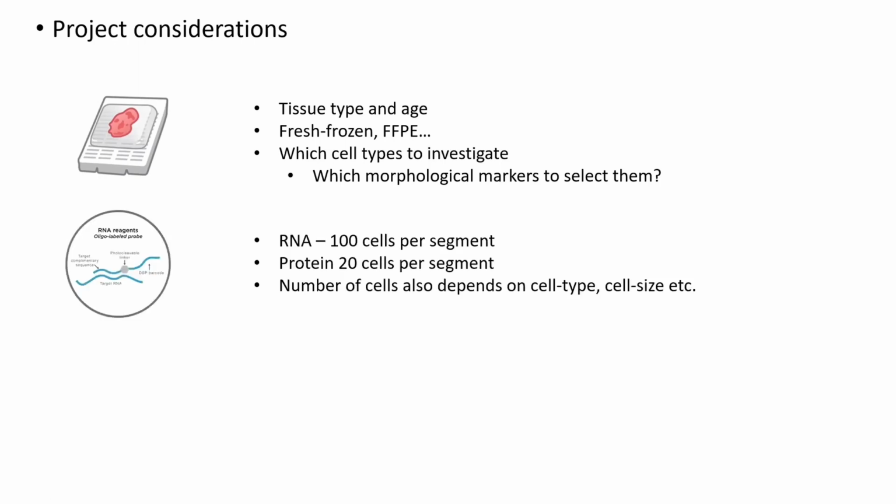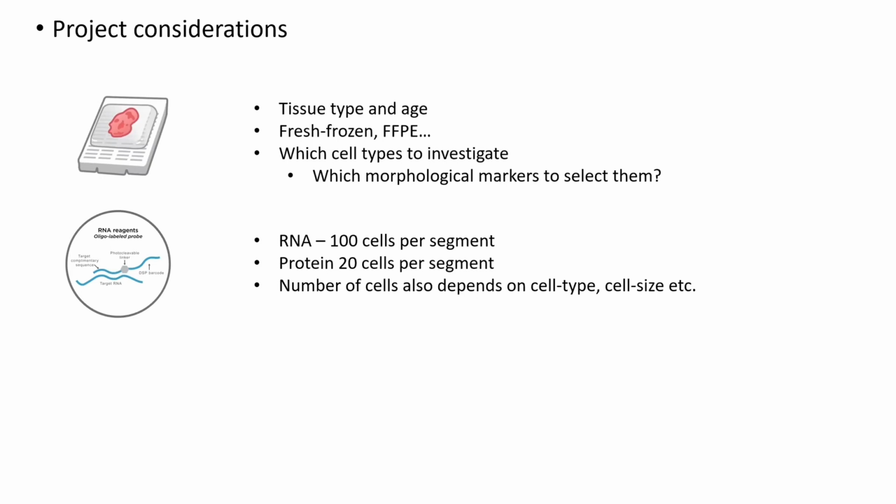Then, of course, you need to figure out which assay, which profiling reagent. And if you want to go for the full transcriptome, then NanoString recommends that you have at least 100 cells per segment. And again, the segments are either the cancer cells, stromal cells, or whatever is in your ROI. For protein, you can go down to 20 cells per segment.